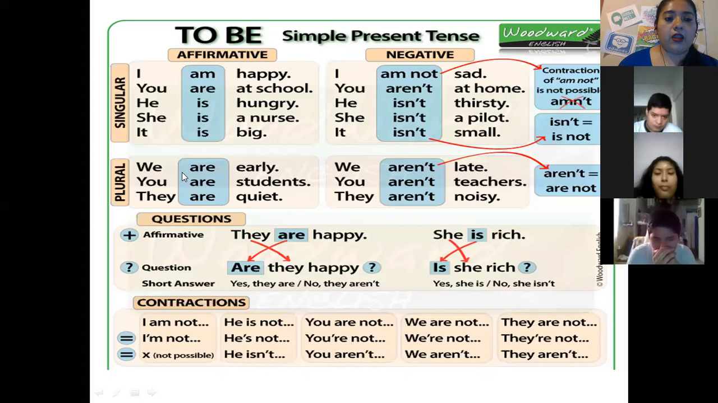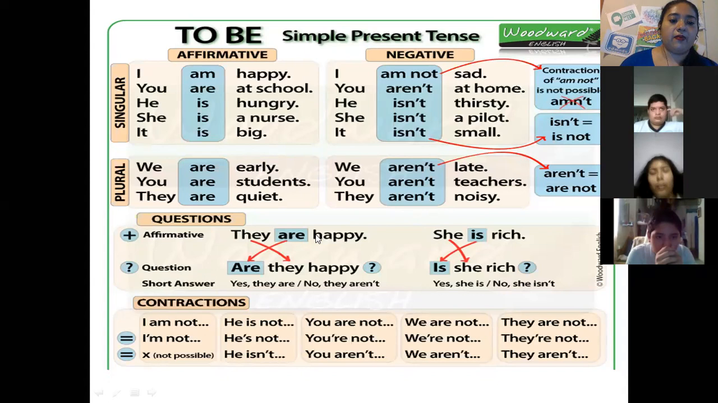We are early, you are students, they are quiet. Y estas oraciones están acá igual en affirmative. Y vamos a leer las que están en negative. We aren't late, you aren't teachers, they aren't noisy. Miren la contracción de is not, isn't. Y la contraction de are not is aren't.